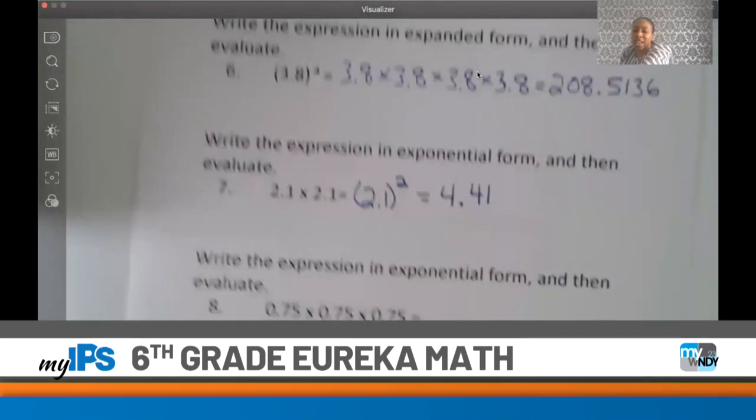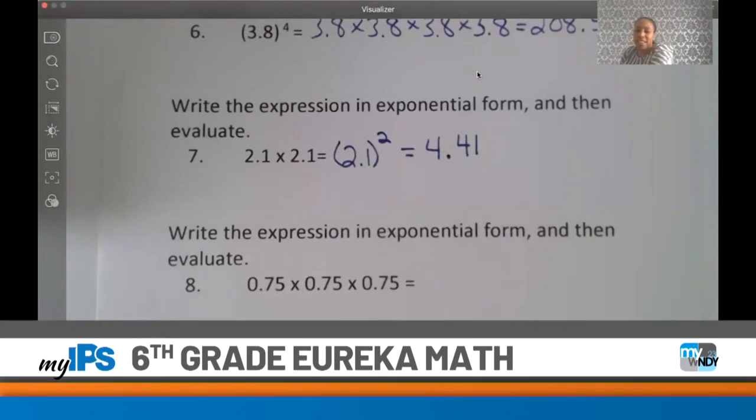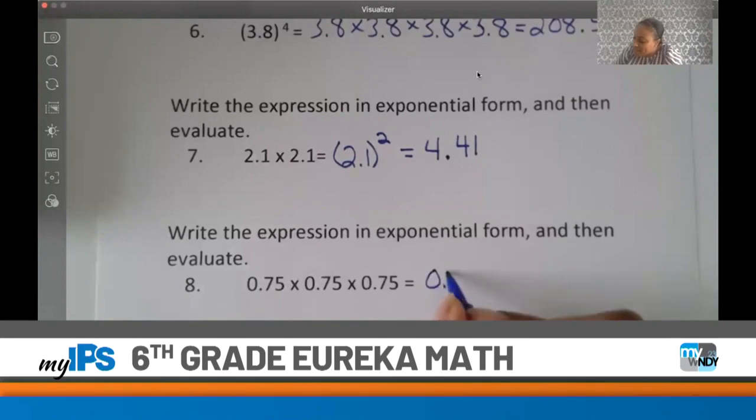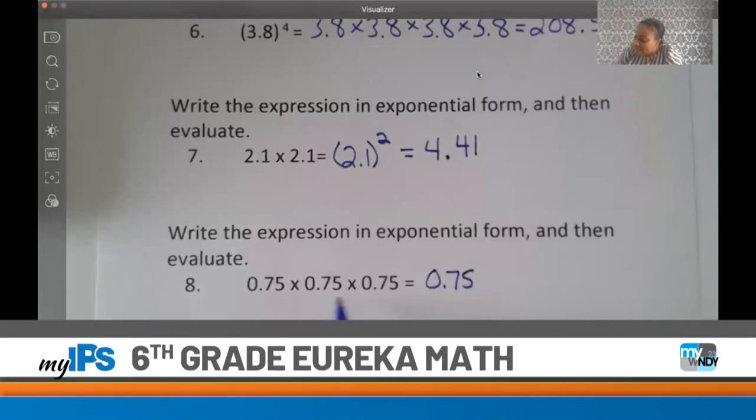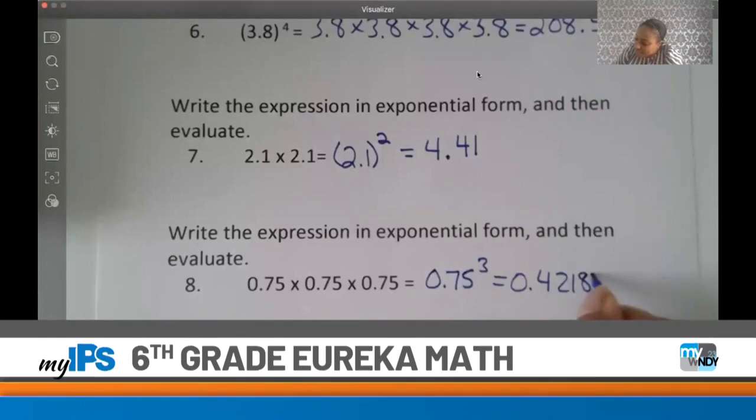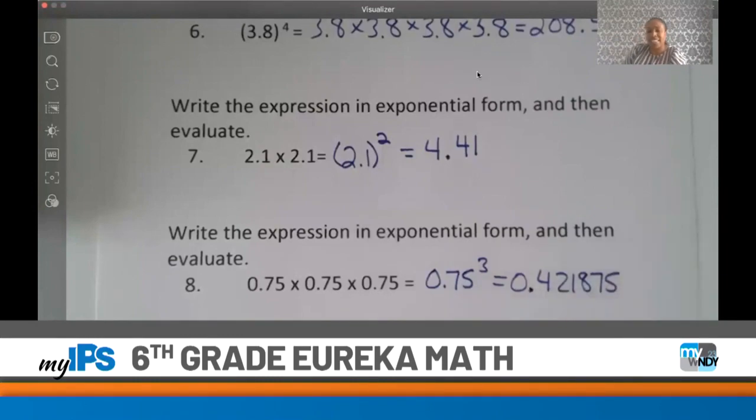Write the expression in exponential form and then evaluate. So I have 75/100 as my base, and I have 75/100 written 3 times, so 3 will be my exponent. When you use a calculator, your answer should look like this.